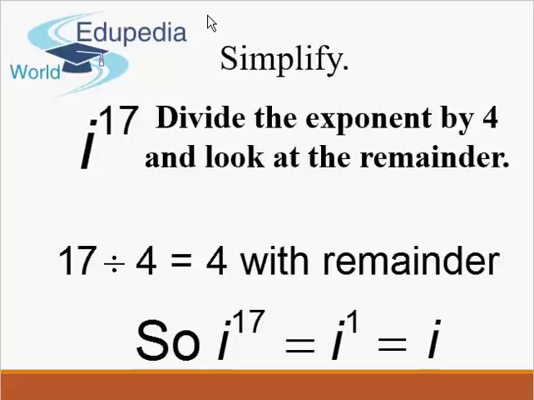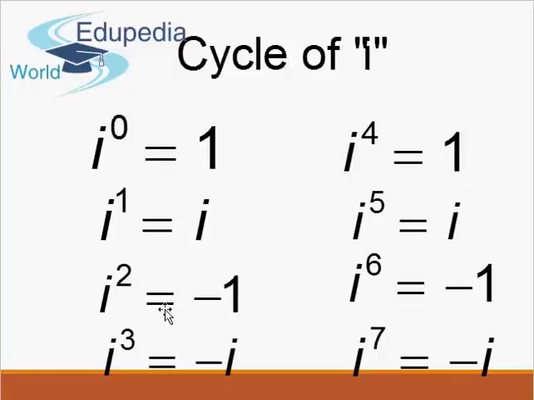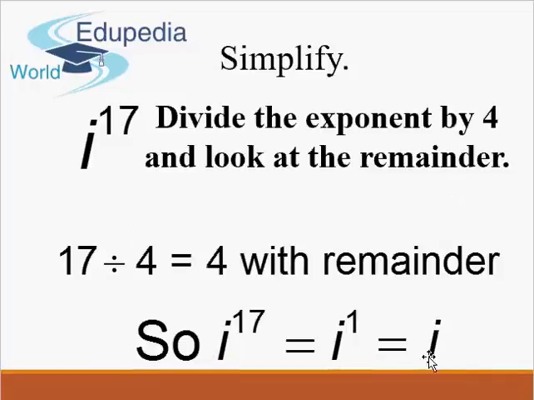So when we get a remainder of 1, what did I tell you? Check for the remainder in all these 5 values. 1 was our remainder. So what is i raised to the power 1? That is i. So this is what we get over here.